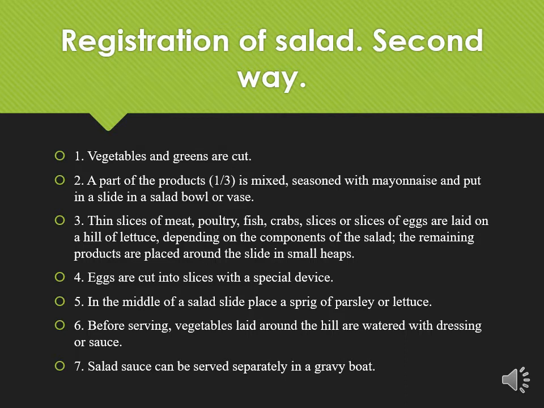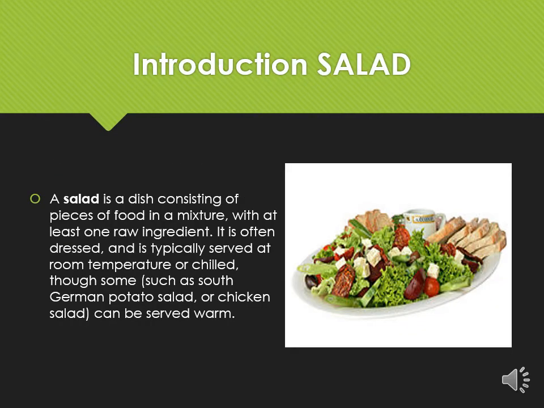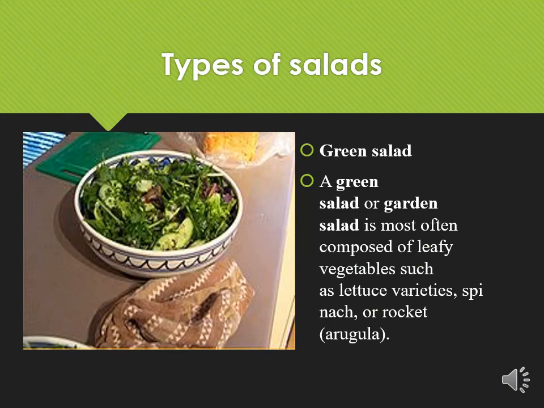Let's step to the introduction of salads. Salad is a dish consisting of pieces of food in a mixture with at least one raw ingredient. It's often dressed and is typically served at room temperature or chilled, though some, such as German potato salad or chicken salad, can be served warm. We will start with the types of salad. I chose 3 types of salad. The first is a green salad or garden salad. It is most often composed of leafy vegetables such as lettuce varieties, spinach or rocket.